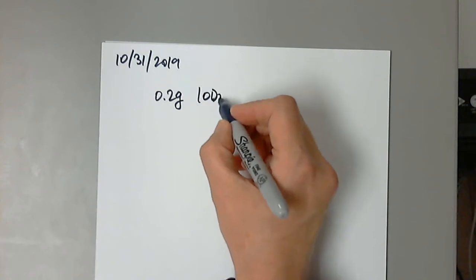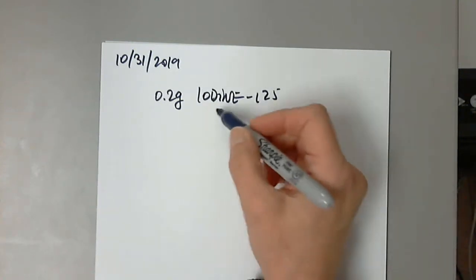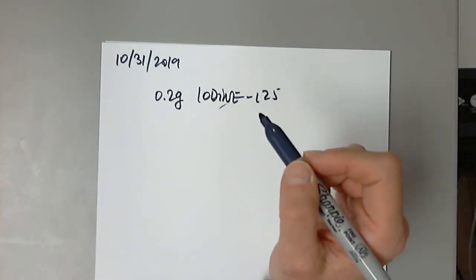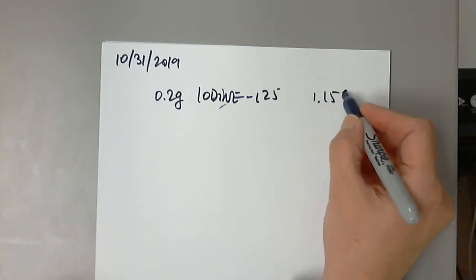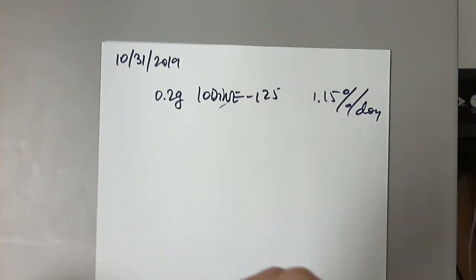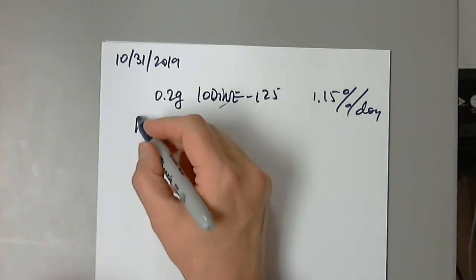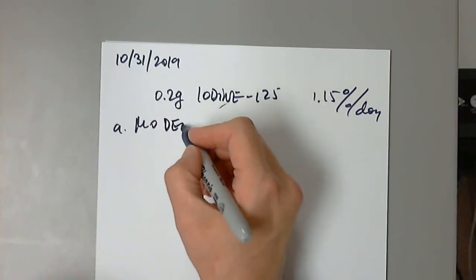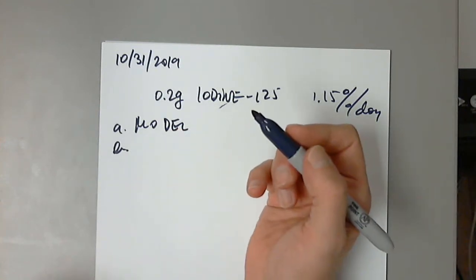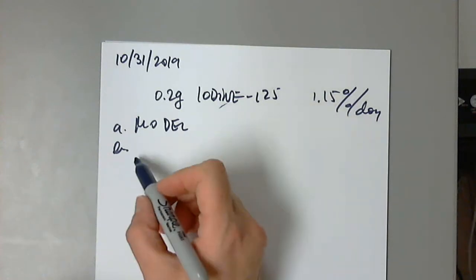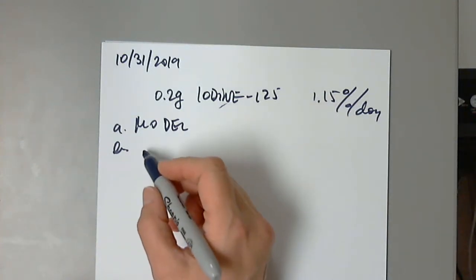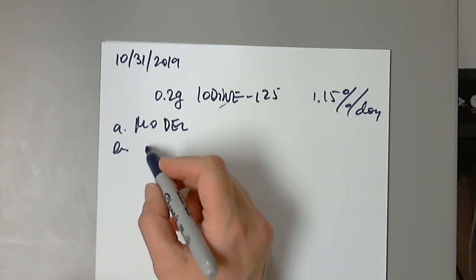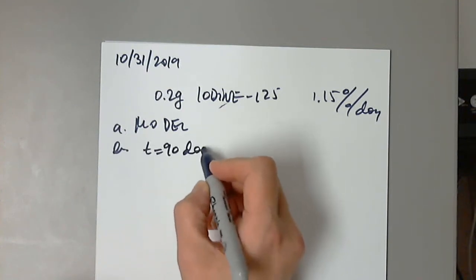This is not important. This is just the name of the radioactive substance, which decays at 1.15% per day. Write an exponential model. So write the model in part A, representing the number of grams F of iodine 125 remaining after T days. And part B was find what it was equal to after 90 days, when T equals 90 days.